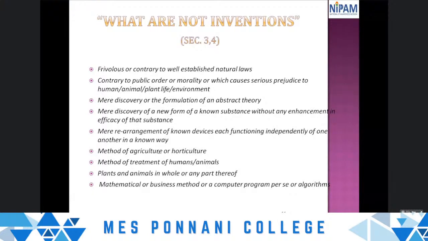Methods of agriculture, horticulture, and farming are not patentable. Methods for treatment of humans or animals are not patentable. Plants and animals in whole or any part thereof cannot be patented, except for microbes and microorganisms. Those can be patented depending upon whether they satisfy the criteria or not. Mathematical or business methods, computer programs per se, or algorithms, all these cannot be patented.